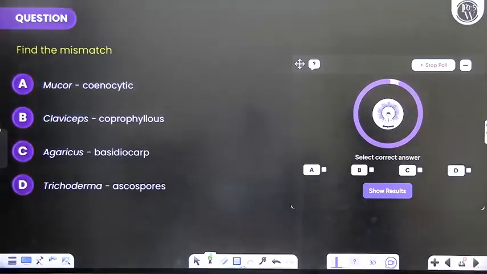Find the mismatch. Hey, it's not the same question. It's a different question. I checked this time, Harini.